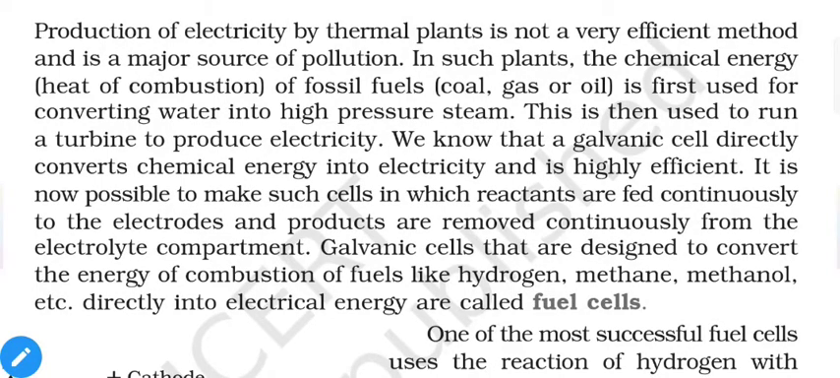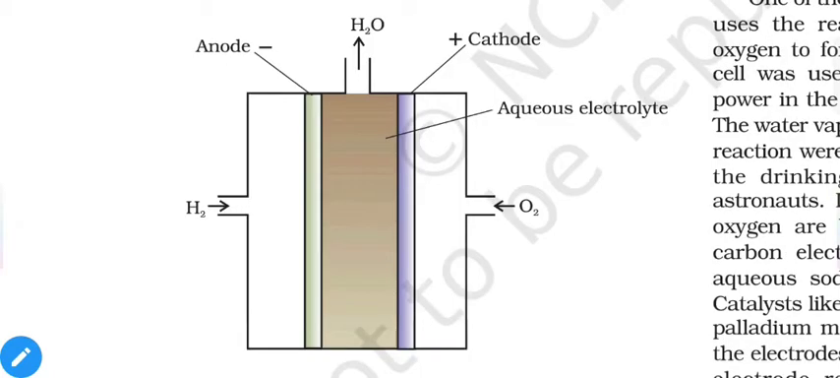Galvanic cells that are designed to convert the energy of combustion of fuels like hydrogen, methane, methanol, etc. directly into electrical energy are called fuel cells, and these fuel cells have very large importance in future. Here is a simple example of a fuel cell which uses a hydrogen and oxygen mixture as a fuel, which produces energy in terms of electricity, and as a waste material we have H2O, that means pure water. So this reaction is very efficient and pollutants are zero.